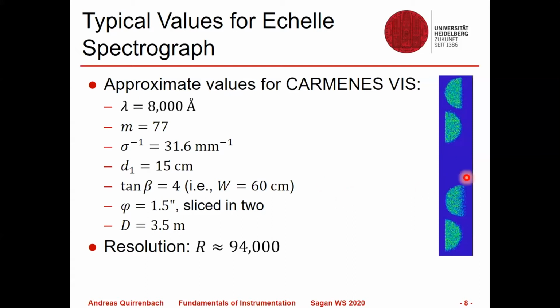We slice in 2, so this is shown here. You cut the fiber image into 2 and you stack that vertically. So in this dimension here, which is the dispersion direction, it's only half the size. So that makes the spectrograph smaller by a factor of 2. And we are at a 3.5 meter telescope. And in the end, you get a resolution of about 94,000.